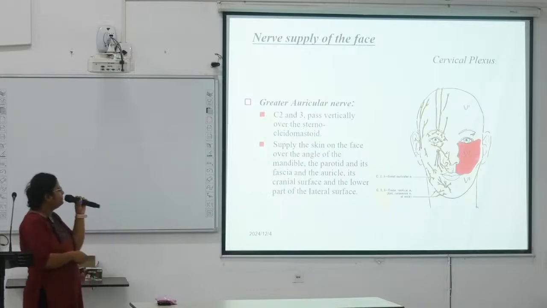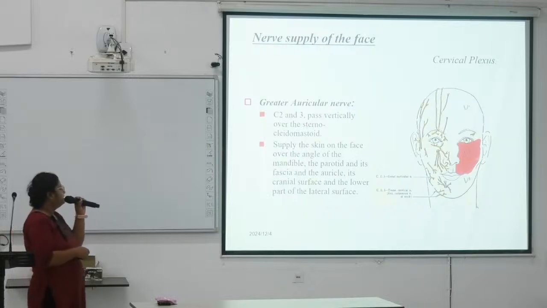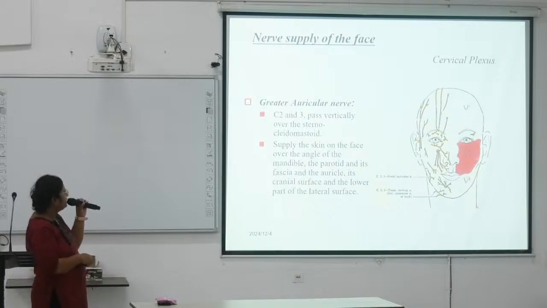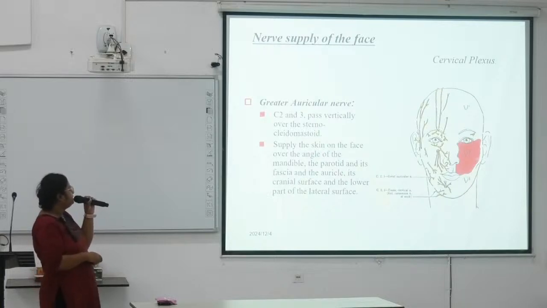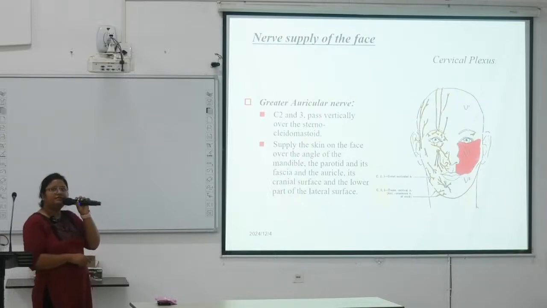Next, only a small part is supplied by a branch from the cervical plexus near the angle of the mandible. Okay, the greater auricular nerve is supplying this area. C2, C3 nerve fibers pass vertically over the sternocleidomastoid and supply the skin on the face over the angle of the mandible, the parotid and its fossa, and the auricle, its cranial surface, and the lower part of the lateral surface. Okay, all these areas are supplied by the greater auricular nerve.